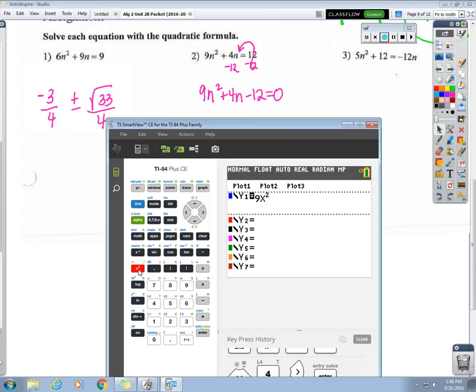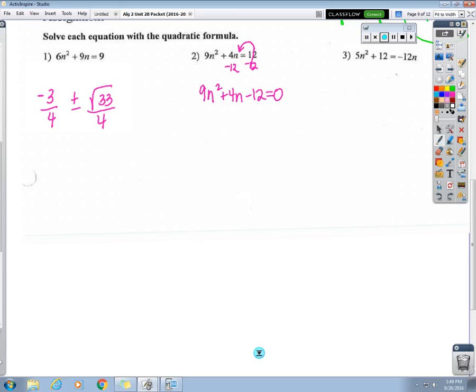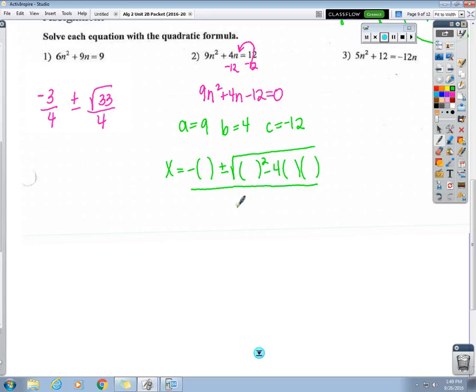So 9x squared plus 4x minus 12. Okay, so we can see that it's going to be 2 real answers. There's not going to be any i's. Okay, so let's identify the A, B, and C first. What's the A? The B? And the C? And then you just plug them in the formula. X equals negative B plus or minus the square root of B squared minus 4AC all over 2 times A.